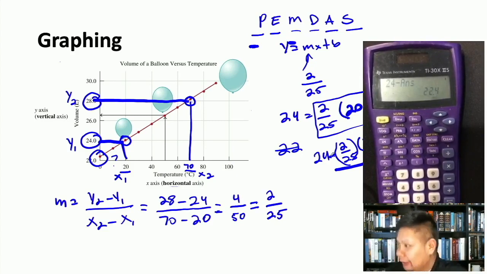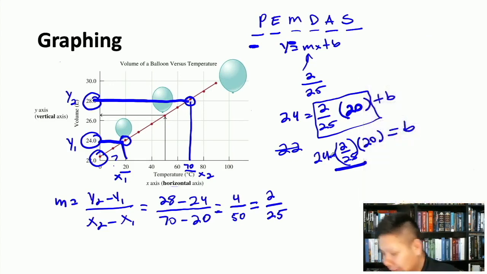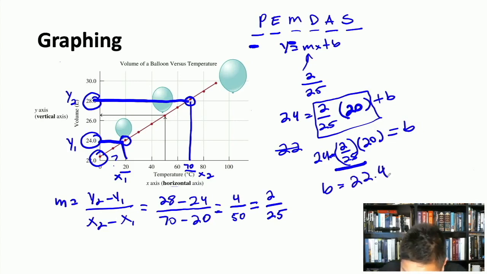What does that mean then? I'll go ahead and minimize this down so you can actually see the rest of the problem. There we go. B, or the y-intercept, equals 22.4. So that number right there, this dot that we were just talking about, where the y-intercept is, the value there is 22.4.